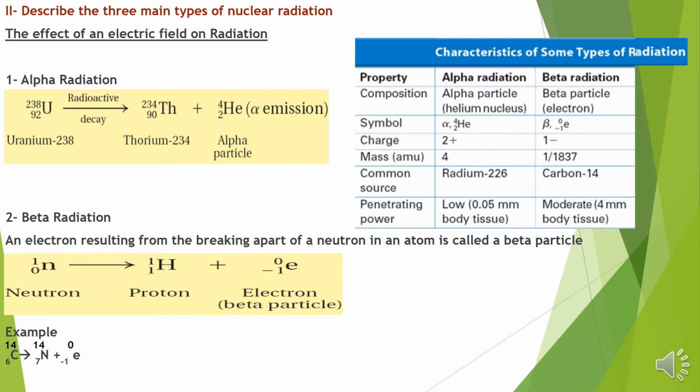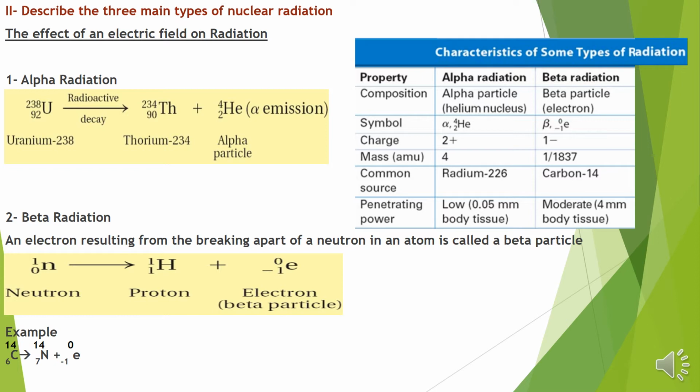The common source of alpha particles is radium of mass 226, and the penetrating power is very low. It is 0.05 millimeter in the body tissue. As an example of alpha radiation, we have here a nuclear reaction. You have uranium of mass 238. It is unstable in its nucleus.